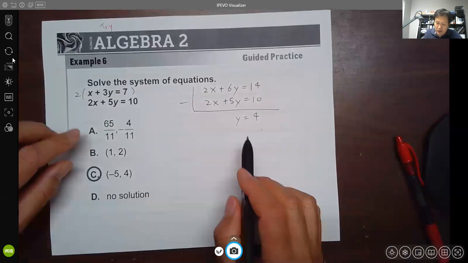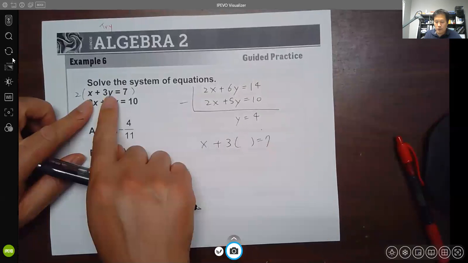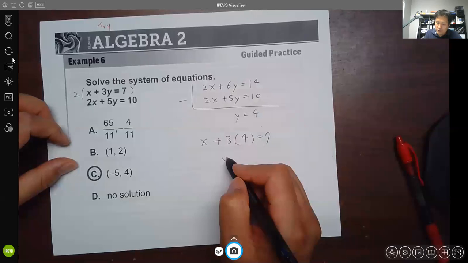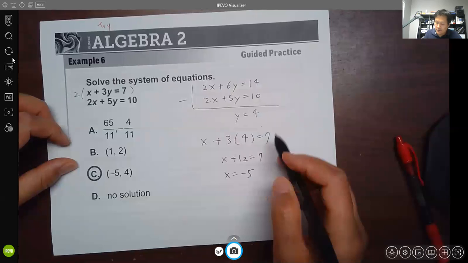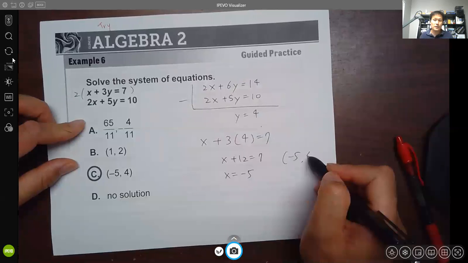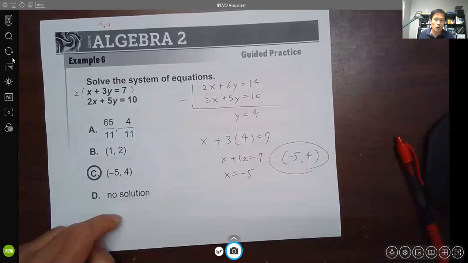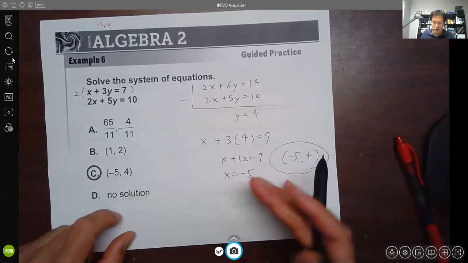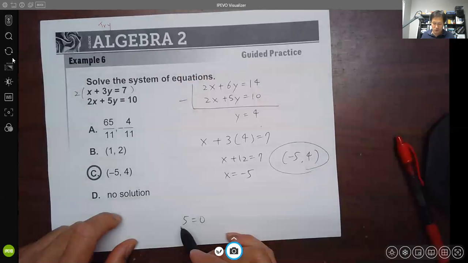For practice, I'm going to keep going. So x plus 3y, plug in 4. So x plus 12 equals 7. x equals minus 5. So minus 5, 4 is the final answer. Okay, so it's possible to have no solution if you come up with something like 5 equals 0. When you try to eliminate, everything disappears, just 5 equals 0, something like that. Then that's not true. Then the answer should be no solution.